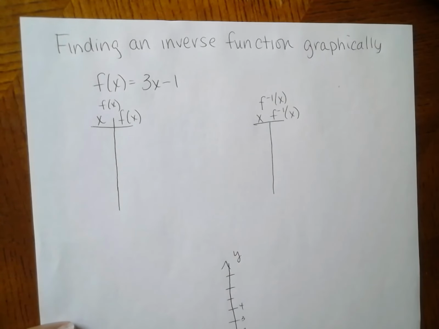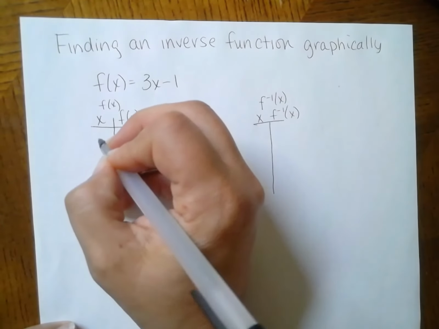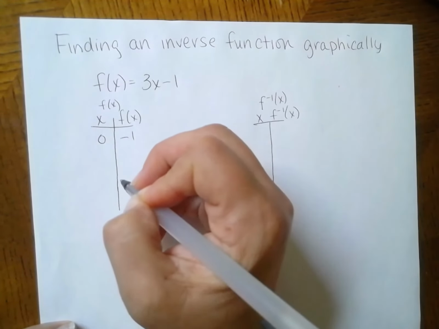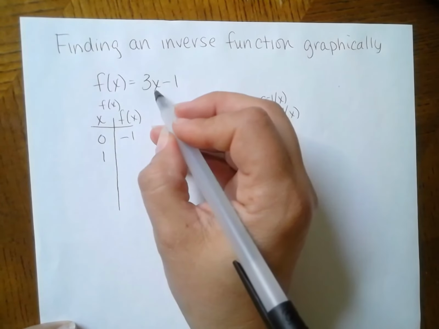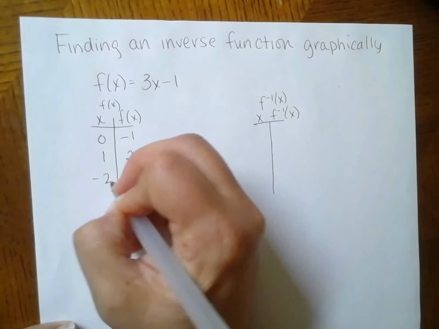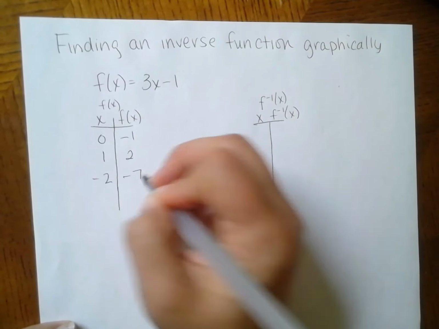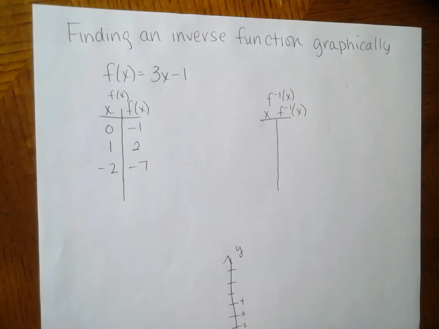So I'm going to plug in values into my f to try to find out what the inverse of f is. I have 3x minus 1, so I'm going to plot a few points. If I plug in 0, I get out negative 1. If I put in 1, then I get 3 minus 1, which is 2. Let me put negative 2 in here just to have a point in the back. So I have negative 6 minus 1, which is negative 7. So I have 0, negative 1 here, 1, 2 here, and negative 2, negative 7 here.